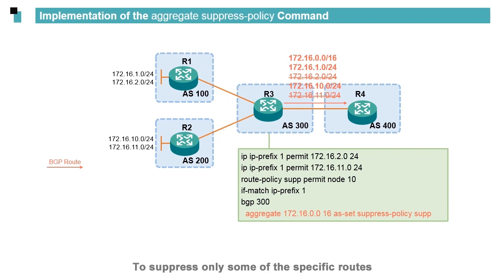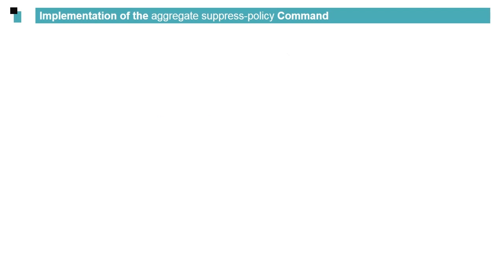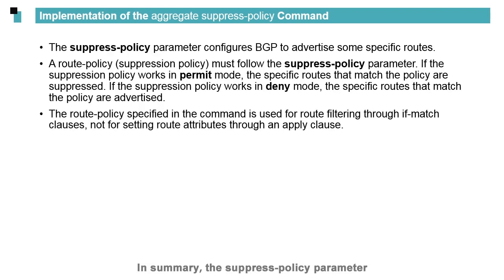To suppress only some of the specific routes, we can specify the suppress policy parameter in the command. And of course, a suppression policy also needs to be specified in the command. If the suppression policy works in permit mode, the specific routes that match the policy are suppressed. If the suppression policy works in deny mode, the specific routes that match the policy are advertised. In summary, the suppress policy parameter configures BGP to advertise one or more specific routes.